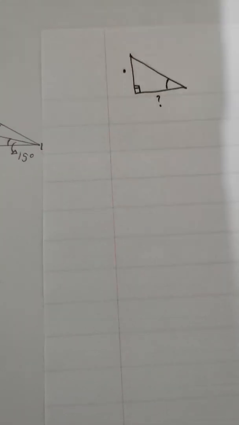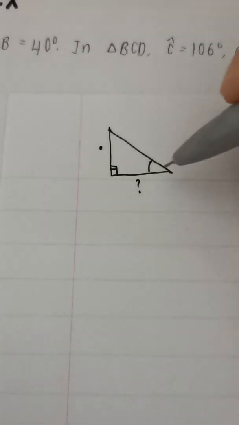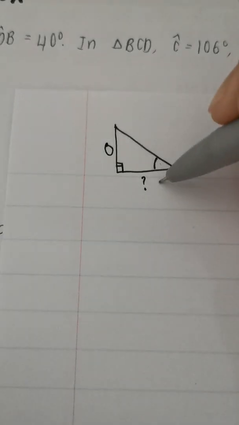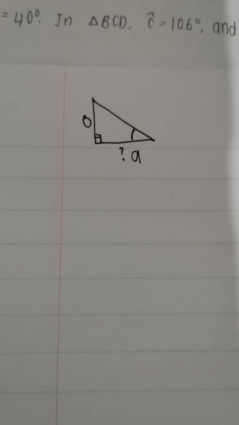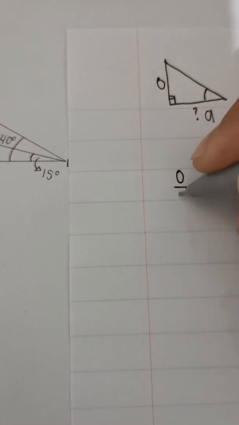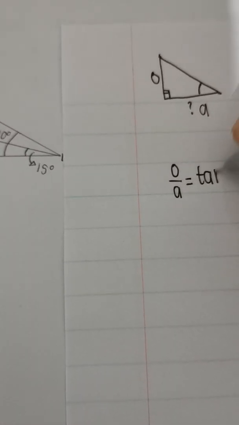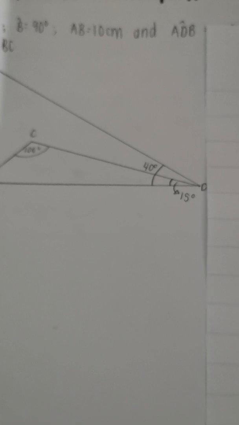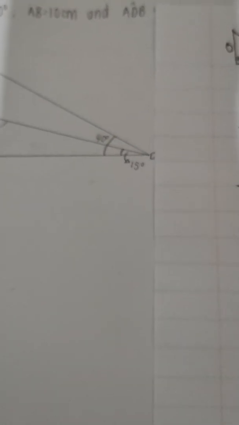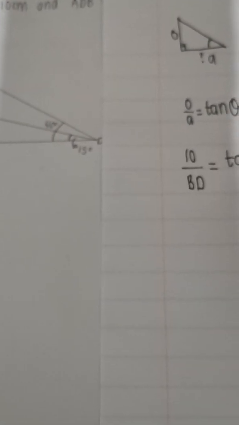I also know that this is 90 degrees. This is my reference angle. This side is opposite, this side is adjacent. Now, if you think of your trig ratios, the one with opposite and adjacent is tan. So I'm going to say opposite over adjacent is tan. You don't have to write this down, I'm writing it for you. So my opposite was 10 over BD, that's the adjacent part, equals tan 40 degrees.